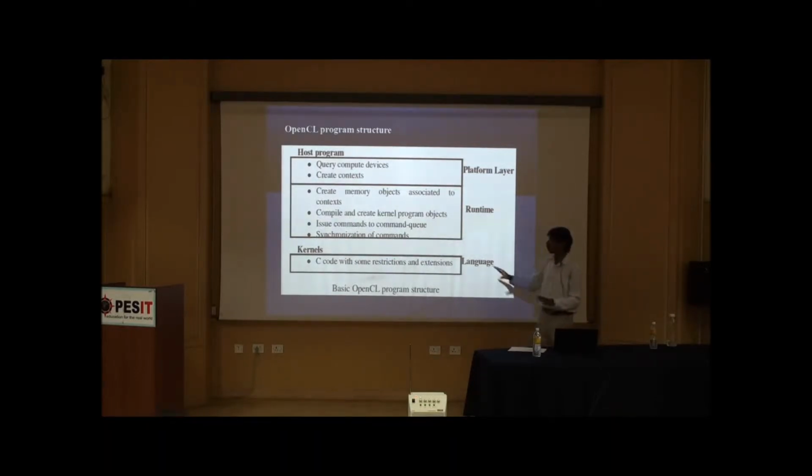So the host program contains a series of steps. I'll just categorize three of them. You have something called the platform layer. You have a set of APIs. OpenCL contains a set of APIs, right? The first is your platform API, then the runtime API, and the language API.